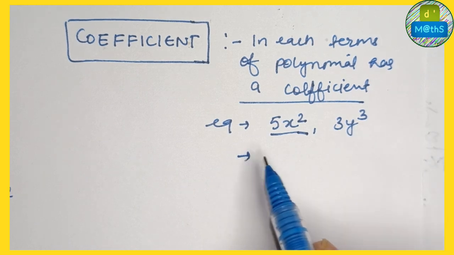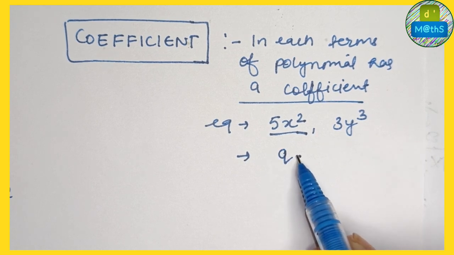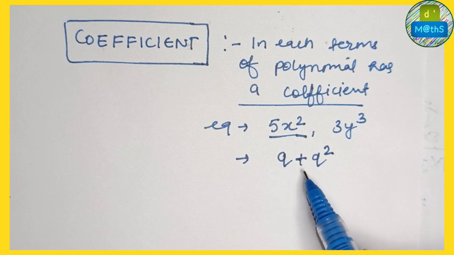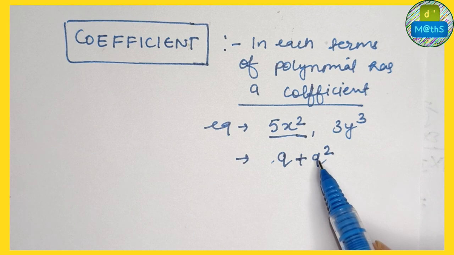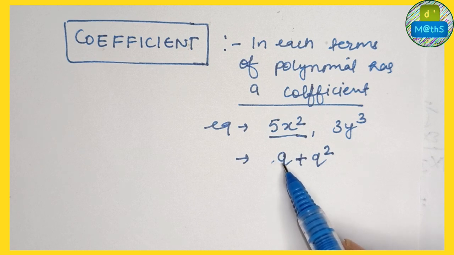Suppose an equation is given only q, q plus q square. Suppose such a kind of equation is given. So what will be the coefficient of q? The coefficient of q will be 1. And what will be the coefficient of q square? Here also 1, because 1 is not written, but if any term is multiplied by 1, the value will be the same only. So it is considered as 1 only. So the coefficient of q will be 1.